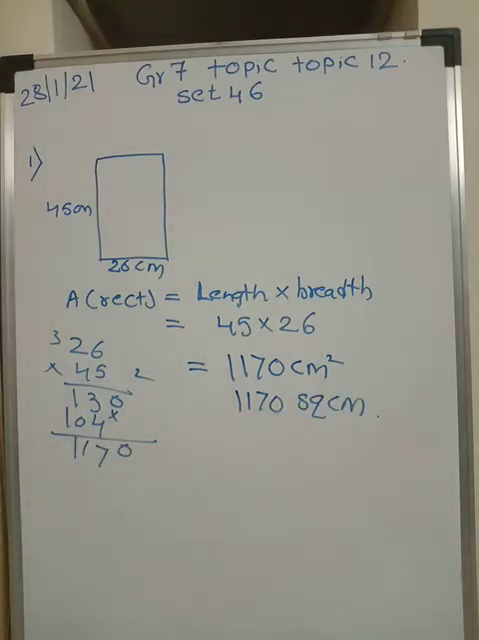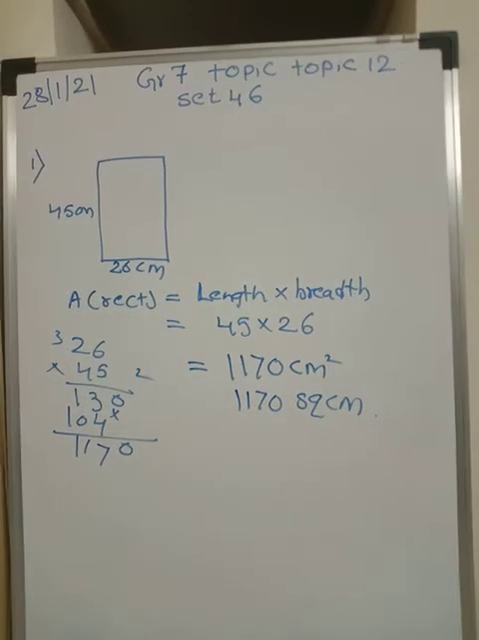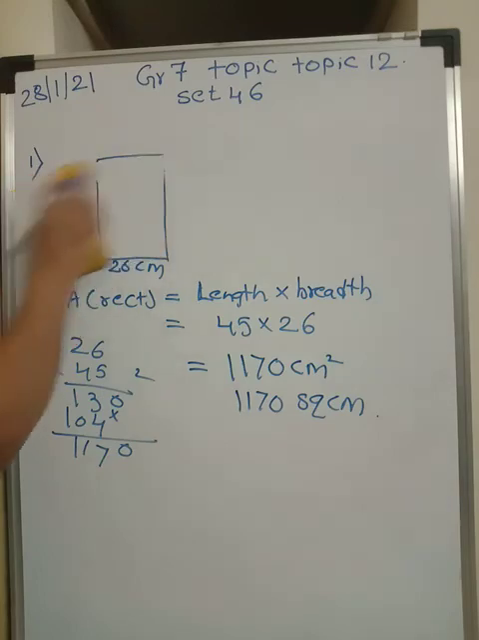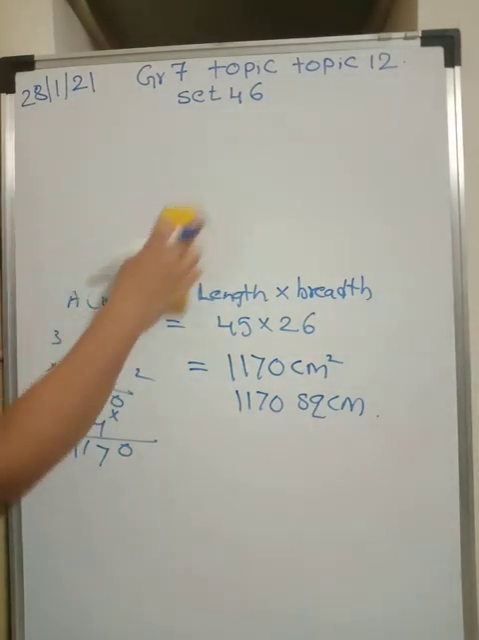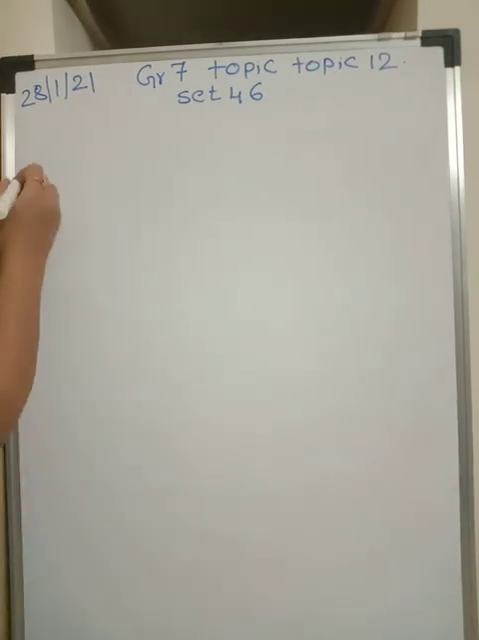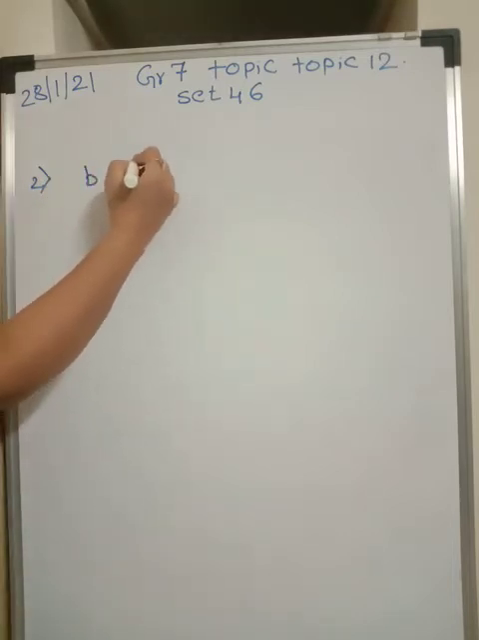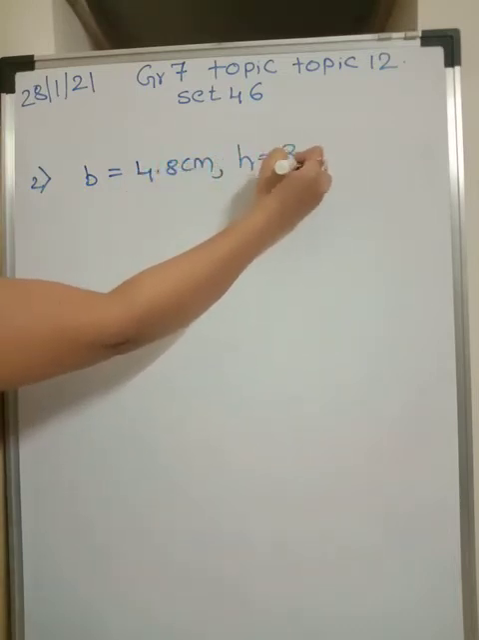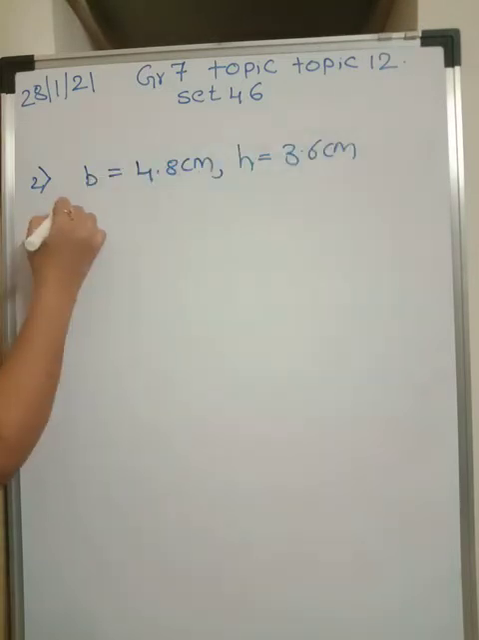Please take down this problem. First write the problem from the textbook and then solve it. Let's go to the second problem now. Question 2 says, what is the area of a triangle with base 4.8 and height 3.6 centimeters? So what is given? The base of the triangle is given as 4.8 centimeters. How much is the height given? The height is given as 3.6 centimeters. And we have to find the area of the triangle.